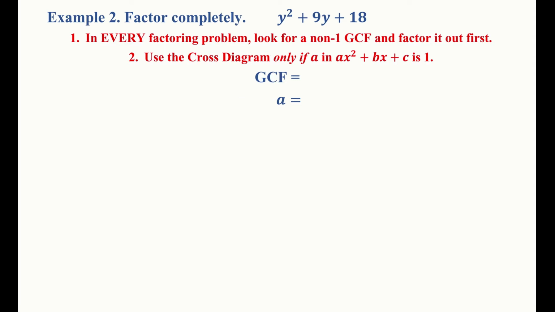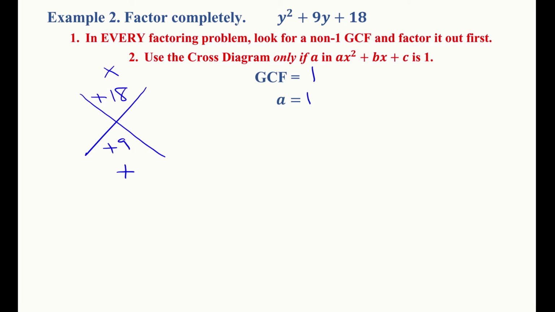All right, so here we notice the GCF is 1. Hopefully you've come back after trying it on your own. And also a is 1. So that means we can use the cross diagram. We're looking for two numbers whose product is positive 18 and whose sum is the coefficient of the middle term, which is positive 9.